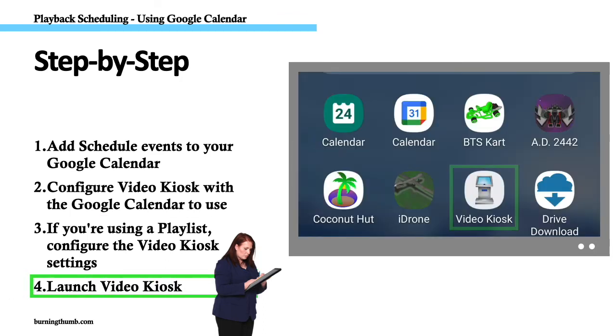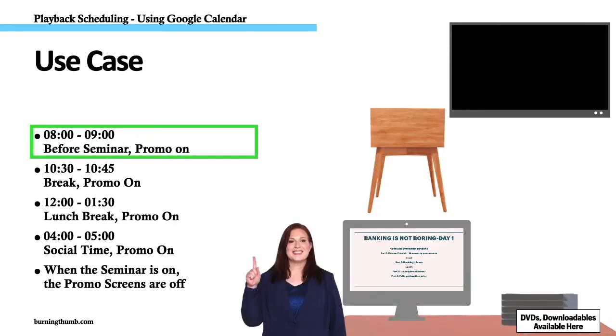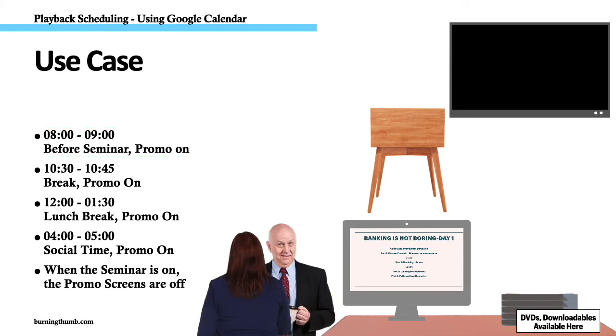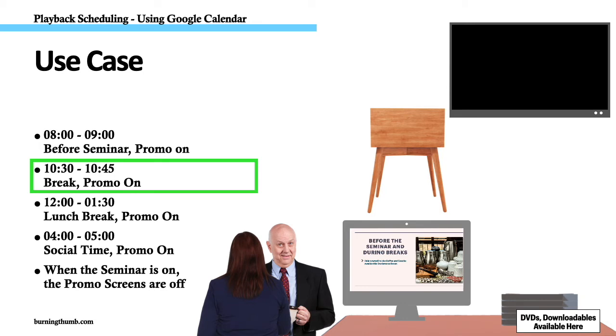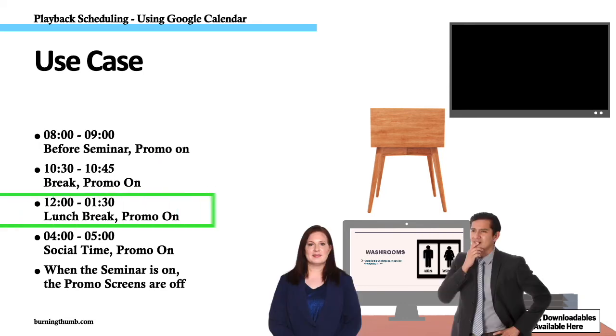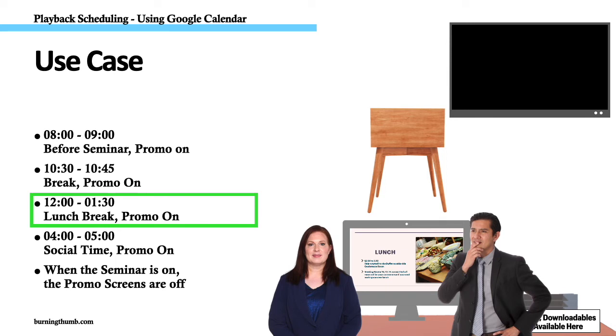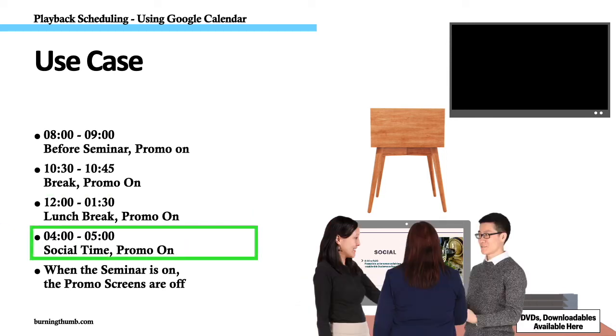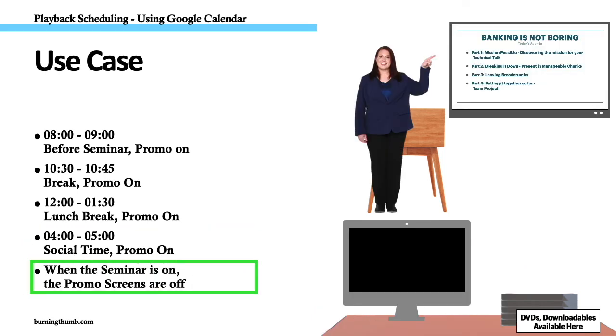Step 4. Launch Video Kiosk. Now that Courtney has scheduled playback, here's how her digital signage behaves. On day 1 of the seminar, Video Kiosk begins displaying the promo loop at 8 a.m., switching off at 9 a.m. Video Kiosk then plays the promo loop during the breaks and at the end of the day, switching itself off at the end of each break. It follows this same pattern for the second day of the seminar.